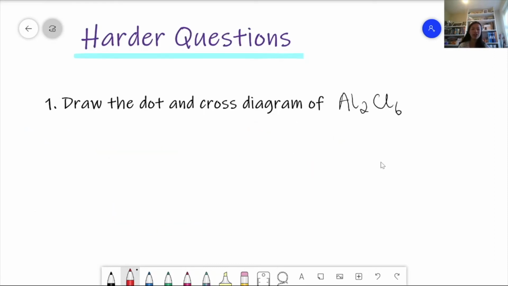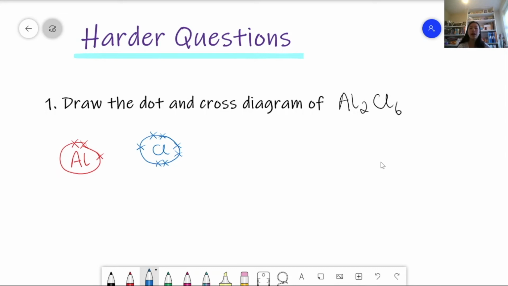Now we're going to look at some harder questions for covalent bonding. The first one is to draw the dot and cross diagram of Al2Cl6. Now, you might get instant panic just by looking at Al2Cl6 and not knowing what to do. But the best thing to do first is to look at the periodic table and try and work out what fits where. So if we have a look at aluminium first, it's in group 3. So it must have 3 electrons in the outer shell. And then we have a look at chlorine, and that is in group 7. So it has 7 electrons in the outer shell.